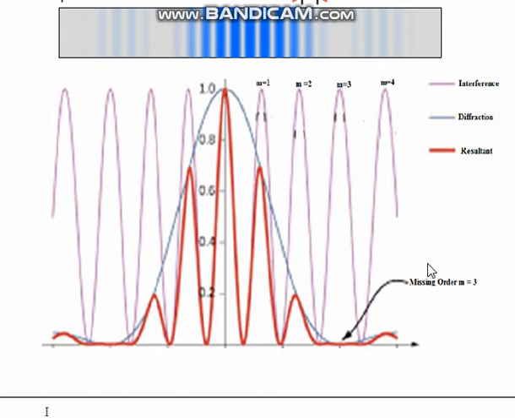A very important feature about the double slit diffraction is the missing order. You can see here, this is the 0 order maxima, this is the first order, second order, third order, fourth order. These are the orders of the interference maxima, and you can see that the m equal to 3 order in the final pattern is 0 here. This is zero intensity. Such orders are known as the missing orders. So in this graph there is a missing order m is equal to 3.